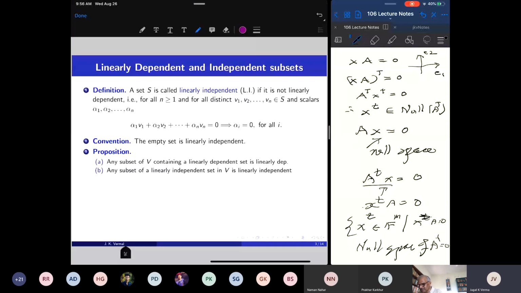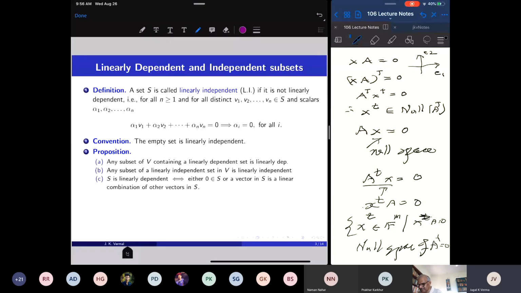Similarly, a subset of a linearly independent set is also linearly independent. You can see that from the definition. So if I shrink a linearly independent set, it remains linearly independent. But if I enlarge a linearly dependent set, it remains linearly dependent.